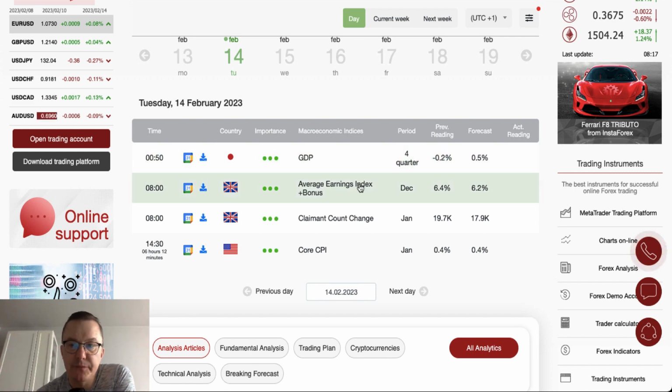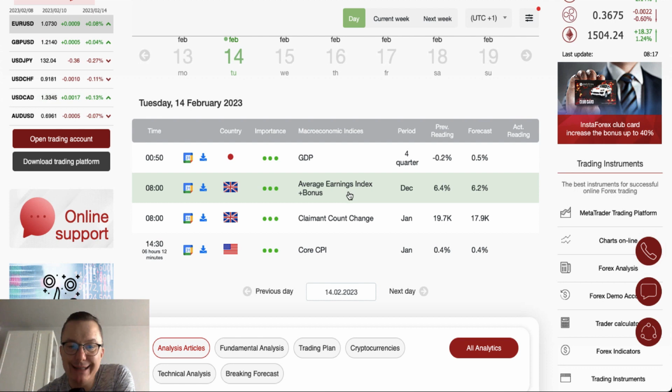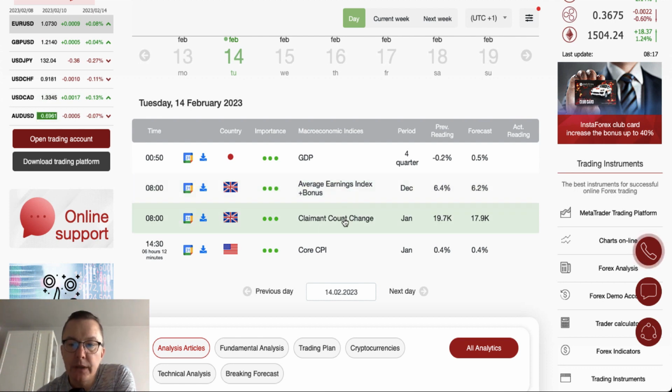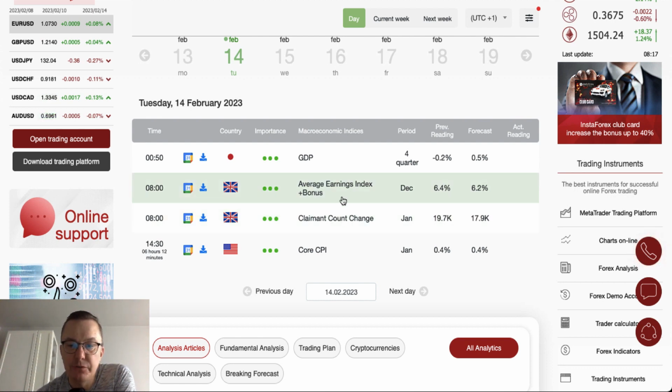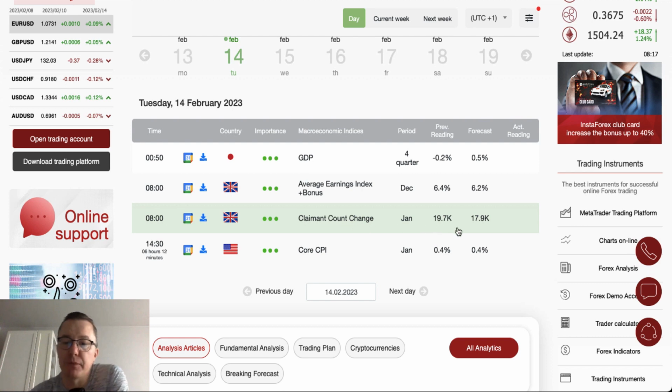Nevertheless, we still have some data scheduled for release from Great Britain: average earnings index and bonuses, and Claimant Count Change. As you can see, the average earnings index is supposed to drop from 6.4% to 6.2%, and the Claimant Count Change is supposed to drop accordingly as well.